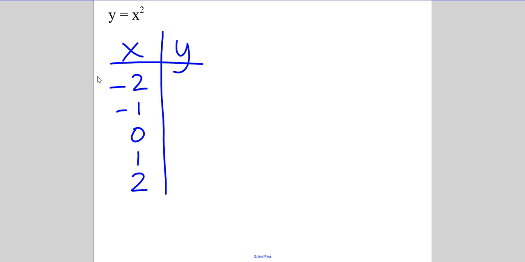Now remember, when I have -2 and I'm going to square that whole thing, I'm going to do -2 times -2, which will give me +4. -1 squared will give me 1, 0 squared, and then so on. And if I sketch a graph of this, I'll notice that there's a little pattern to it.